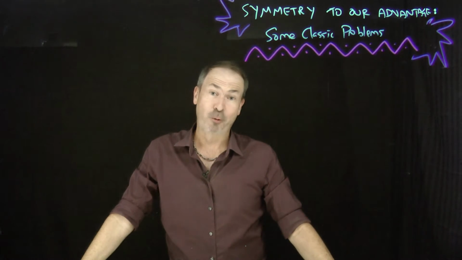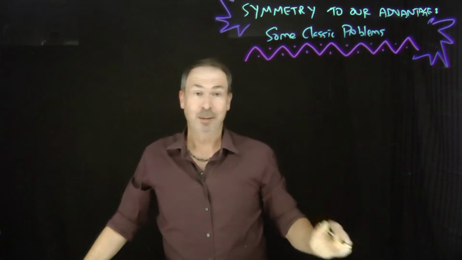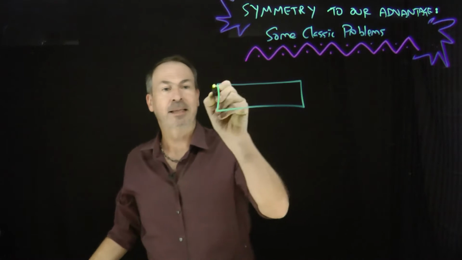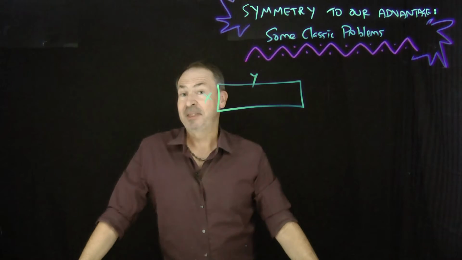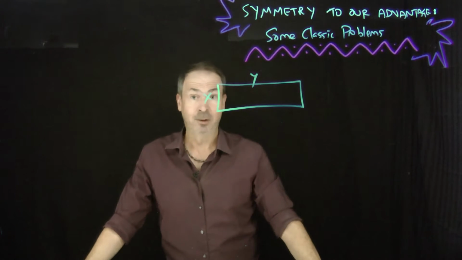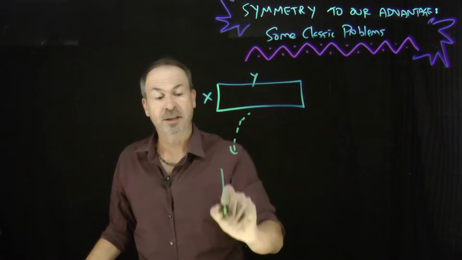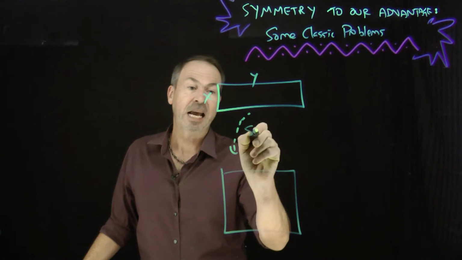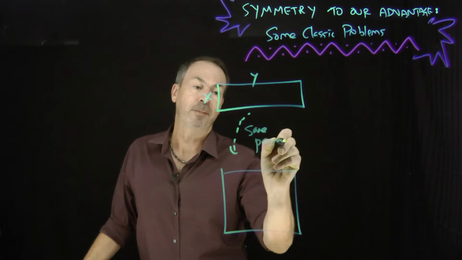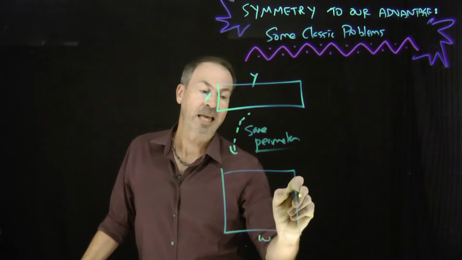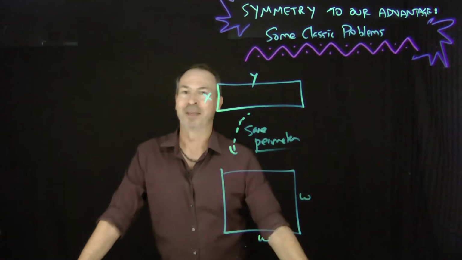Okay, let me take a different approach to rectangles and squares. So let me draw a general rectangle. I'll call its side lengths x and y. Our theme so far has been having the same perimeter, always 40 meters. So let me ask this. Let me associate with this rectangle a square of the same perimeter. What would its side length have to be? Okay, I'll use W for that.